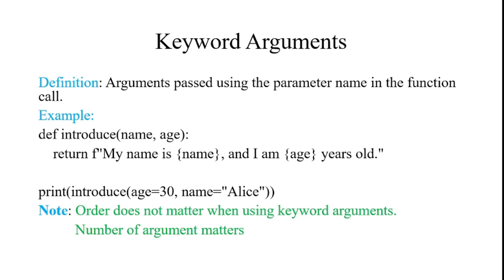While defining, name was the first argument, but when we call, we have given age as the first argument. It does not matter, because now we are passing the arguments by giving the names. So age will be assigned the value 30 and name will be assigned the value Alice. So here order does not matter, but the number of arguments again matters. If we have defined the function with two arguments, then while calling the function we have to pass the two arguments.